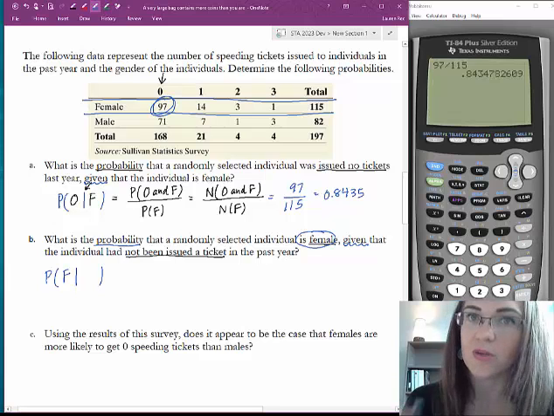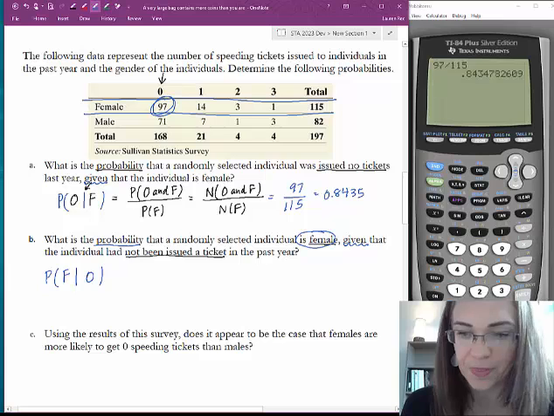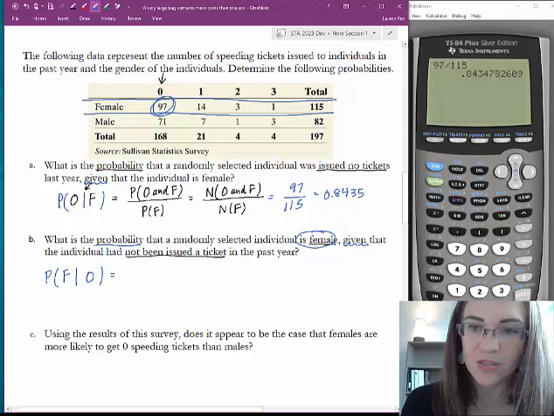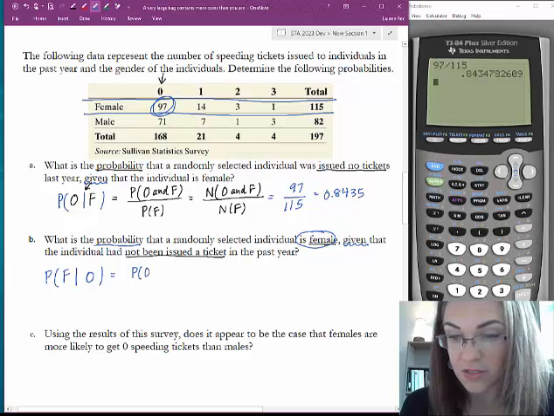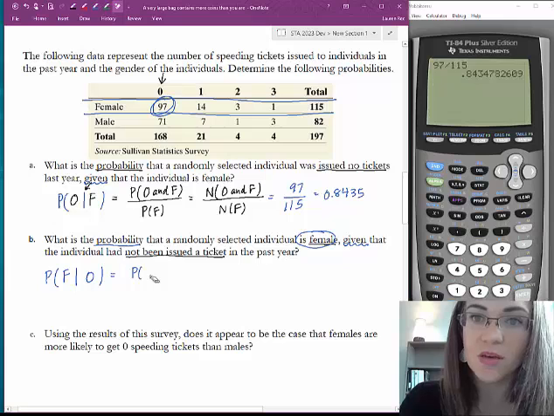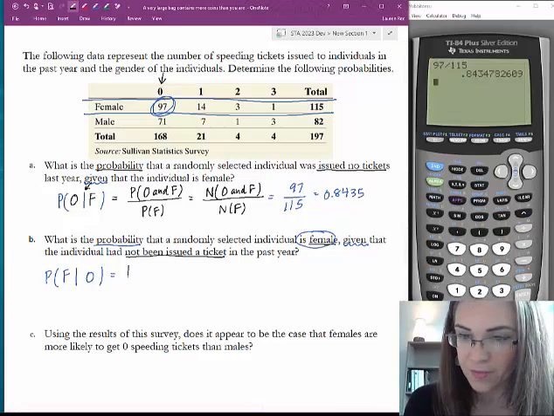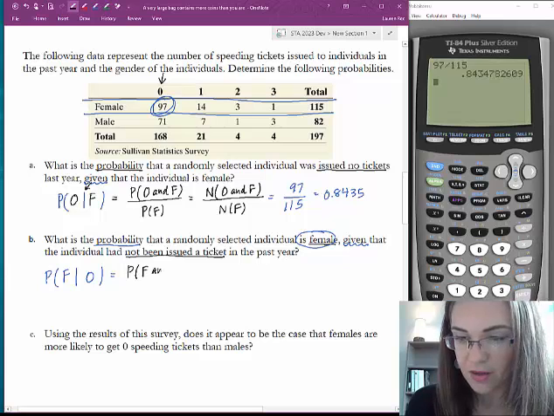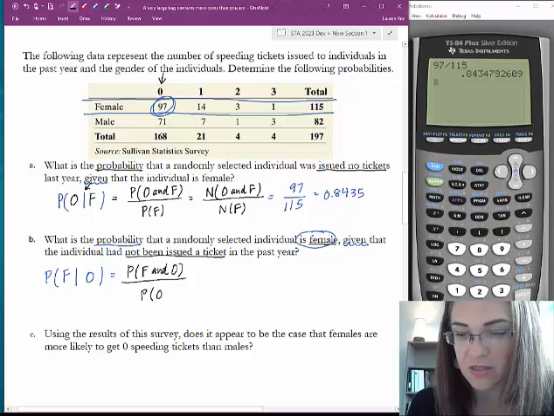That's the first event, the thing we are trying to assign probability to, given that, or under the condition that they had not been issued a ticket, right? 0 tickets. So now it's a little bit different than the one we had before. Still on top is the both, the probability of 0 and female, or rather I suppose we should write female and 0 to keep it consistent. Probability of female and 0 tickets divided by the probability of 0.